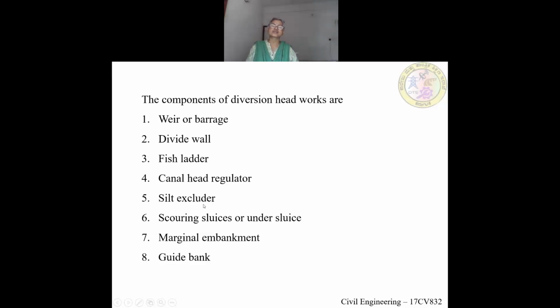One is the silt excluder, in which the silt gets collected, and the scouring sluices are the sluices through which the silt is removed. Okay, then the marginal embankment and the guide bank.